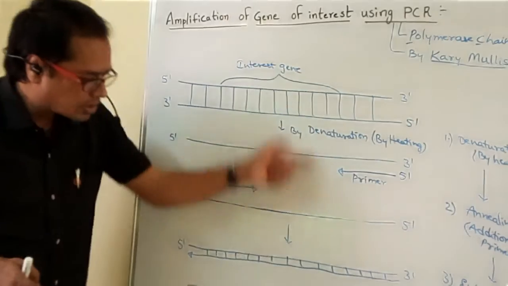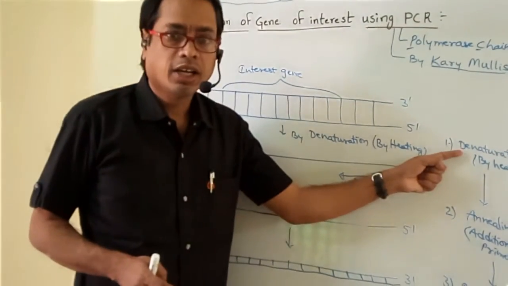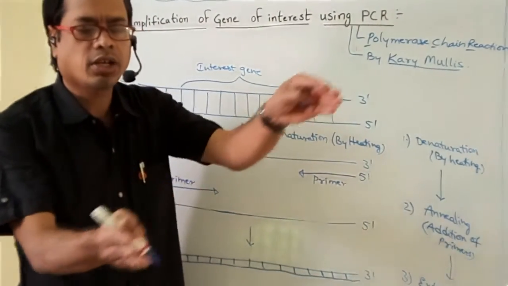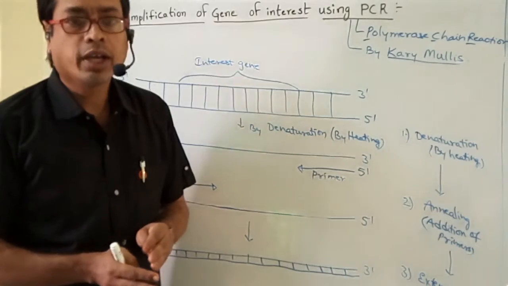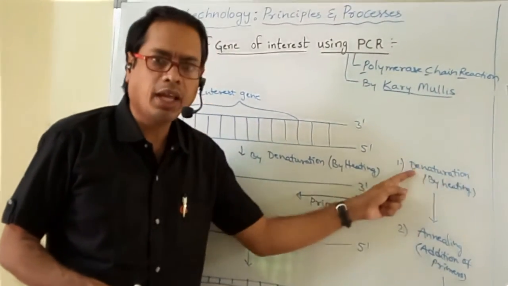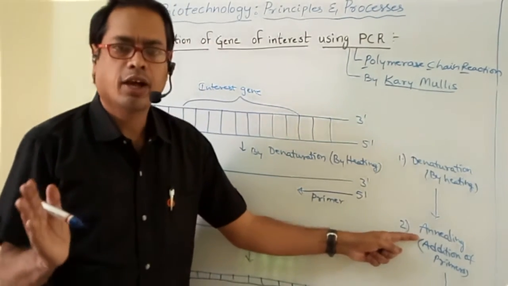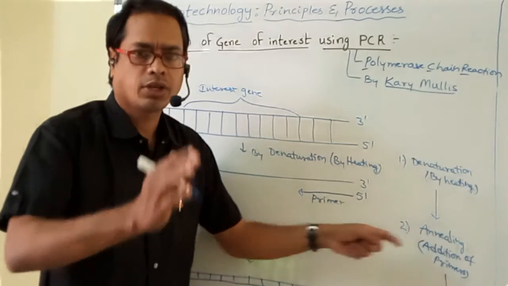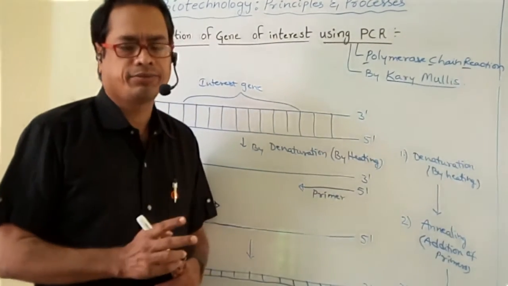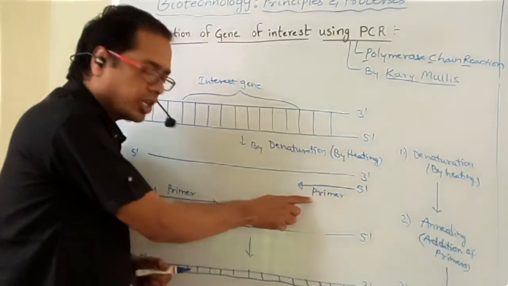So what are the steps involved in amplification of the gene of interest? First of all, denaturation. Denaturation means separation of two DNA strands. How can it be done? By heating. Denaturation should be done by heating. Later, annealing. Annealing means we have to attach the primers. How many sets of primers are added? Two sets of primers are added. So this is the new DNA strand.